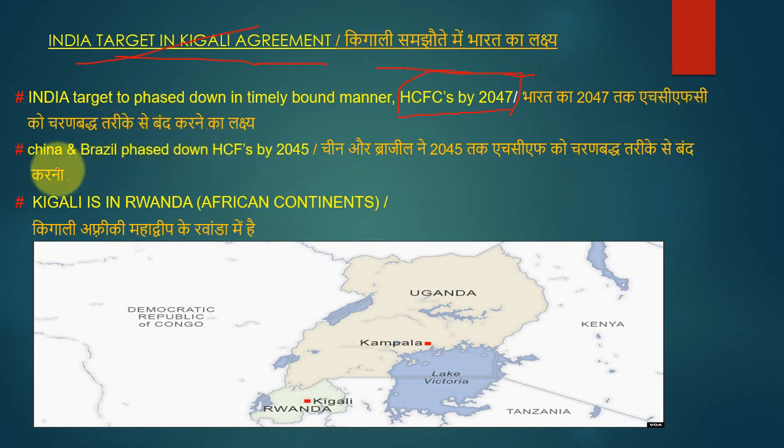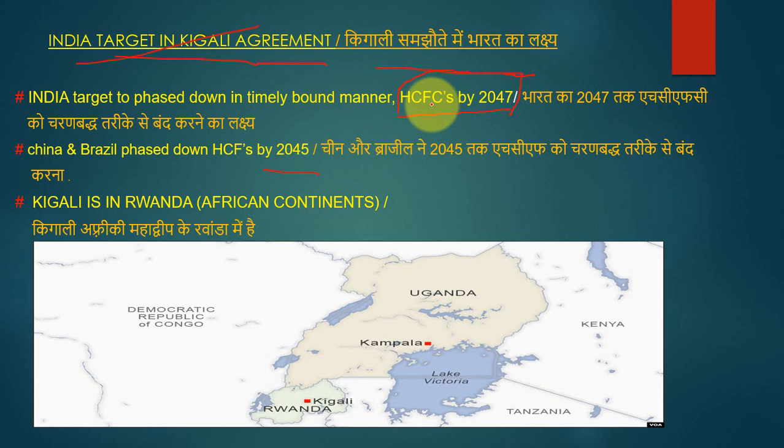चाइना एंड ब्राजील. Now, China and Brazil phase down HFCs by 2045. Yes, friend. India is also a developing country, but Brazil is a little bit more developed than India. China and Brazil are also developing countries, but from the perspective of India, they are much more developed. So they chose a target to phase down HFCs in 2045.